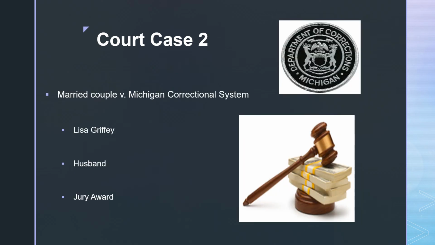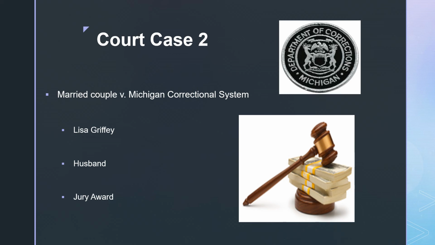The second example I found was from a website called HR Drive, and it was in our own home state of Michigan. It involved a married couple in the Michigan correctional system. The couple was awarded $11.4 million by a jury. The couple had claimed racial discrimination, a hostile work environment, and retaliation by the Michigan correctional system. Lisa Griffey was a probation officer working at the Michigan Department of Corrections. In the lawsuit, she claims that there was a culture of racism at the Department of Corrections, and she endured racial slurs and other racist messages.